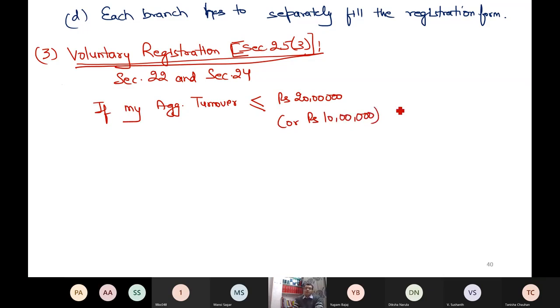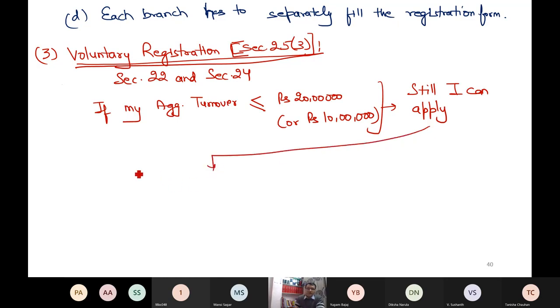Answer is yes, no problem. Still I can apply. Government says no problem. Why is there a problem? Still you can apply as per section 25(3). Even if your turnover does not exceed the limit, you can apply. But then you make sure that if you apply, then these are the implications. If you apply, then what are the implications? First, GST would be payable to government.